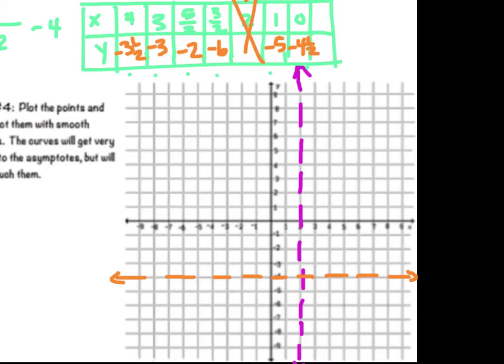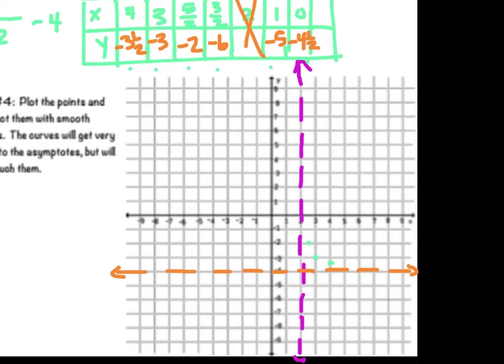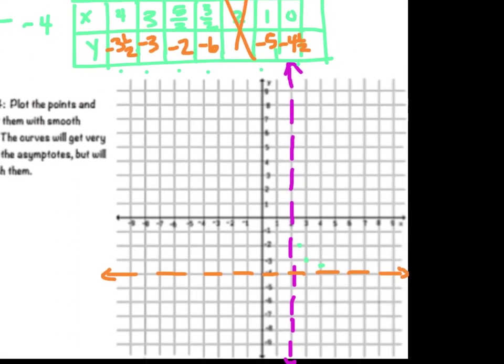We have x is equal to 4, -3/2, so we're going to have a little point right there. We have the point 3, -3, cool. And we have the point 5/2, -2. So there is sort of our turning points. As well, we have the points 3/2, -6. So we have a point right there. We have 1, -5, and we have 0, 4/2. So here we go.